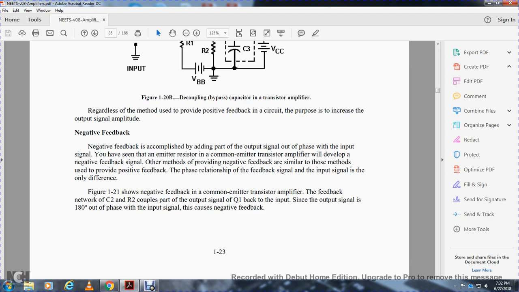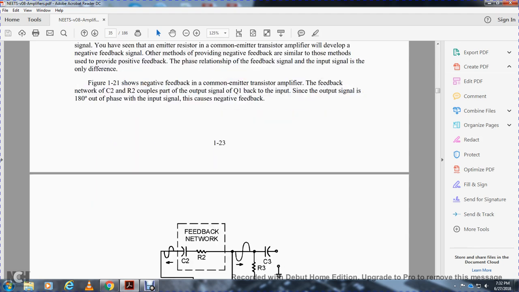Figure 120 shows negative feedback for the common emitter transistor amplifier. The feedback network of capacitor 2 and resistor 2 couples part of the output signal of transistor 1 back to the input. Since the output signal is 180 degrees out of phase with the input signal, it is coupled as negative feedback.